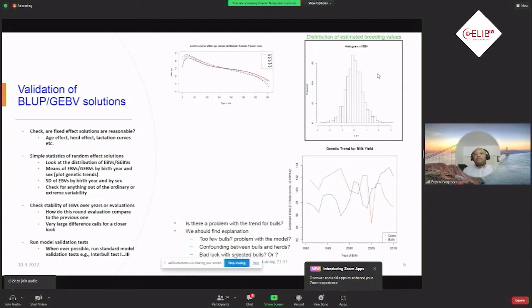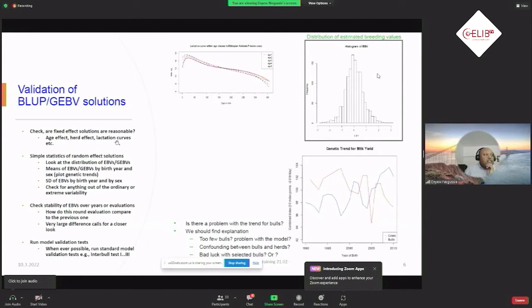This is the time that our main work starts. After you estimate variance components, you set up your model, you solve your BLUP equations, you get breeding values. But now you just stop and go back and see, do they make sense? There are certain things that we should do before making use of whatever solutions you have estimated. They are just a bunch of numbers. The first thing is we need to check if the fixed effect solutions are reasonable. Do they make sense? Are the age effects right?